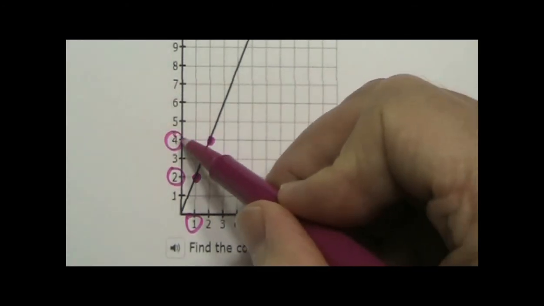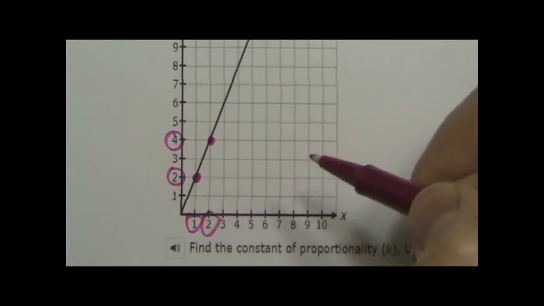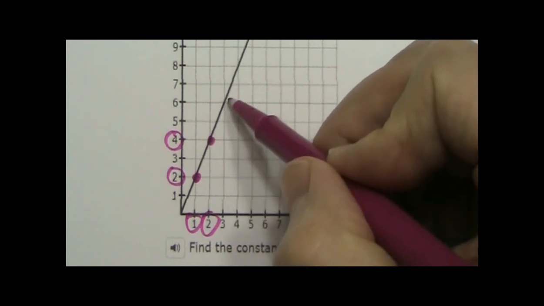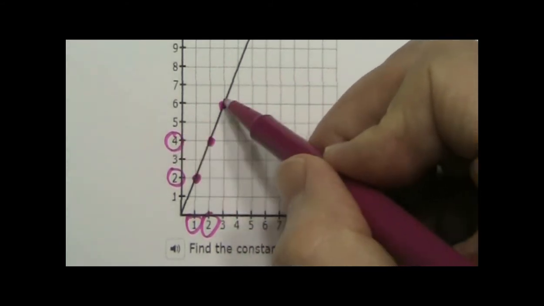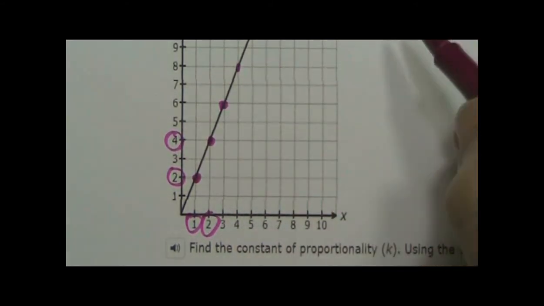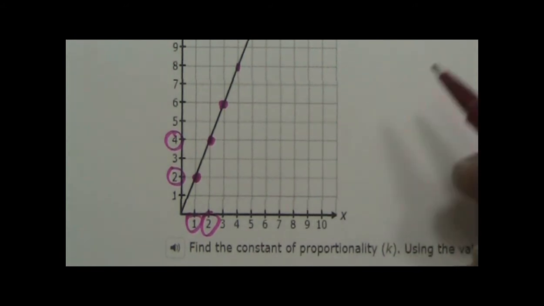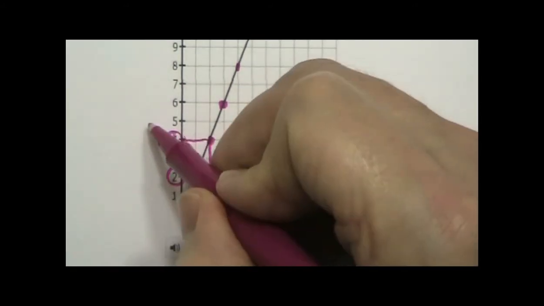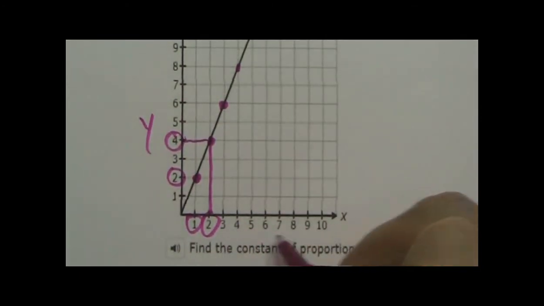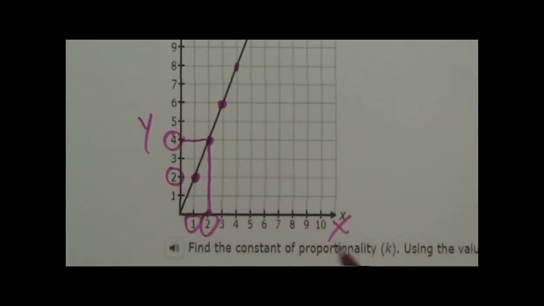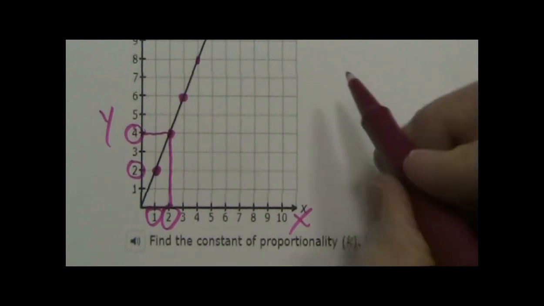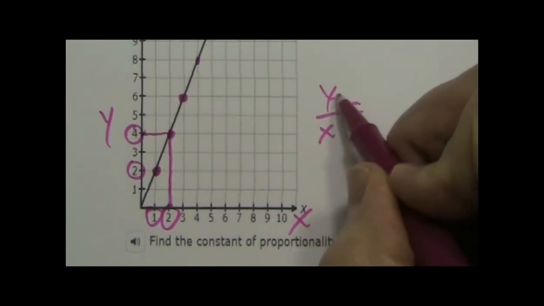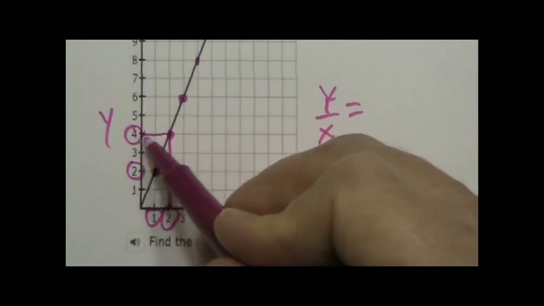That's 4 and 2. Okay, so anyways, you can see where the intersections are. You can use any one of those points, any one, because they told us it's proportional. So I'll just use this one here, right? And this is my y, and this is my x. Y over x. And y over x is 4 over 2.